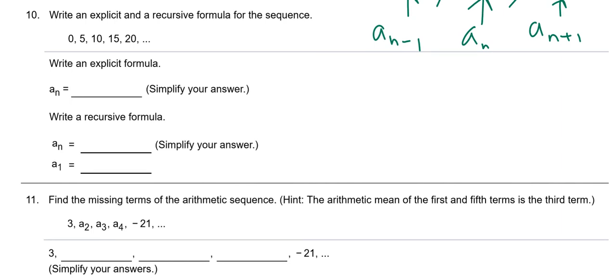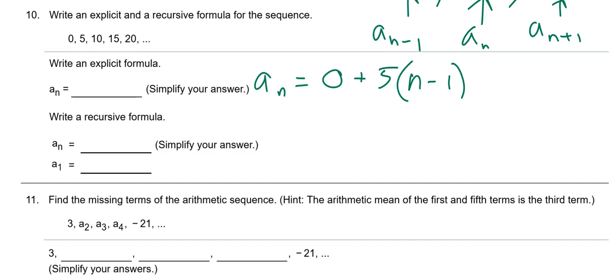Okay, so the explicit one's going to be pretty easy, right? A sub n equals first term plus common difference. Looks like it's all going up by 5. Times n minus, oh, what do we got here? Is it n minus 1? First term is 0. Yeah, we do. That's an explicit version of this.